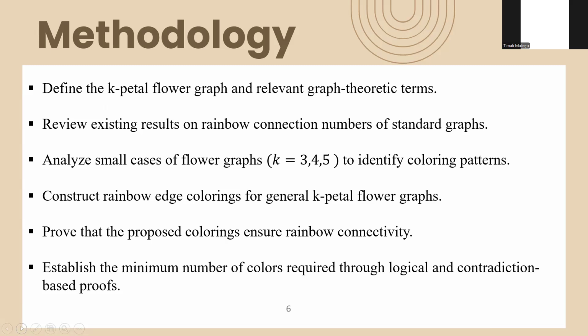From there, I analyze the longest simple path in the graph to determine the diameter, which gives a lower bound on the rainbow connection number. Then I constructed an explicit coloring scheme and verified that it achieves rainbow connectivity. Finally, I proved both the necessity and sufficiency of the proposed number of colors, meaning I showed that fewer colors are not enough and the number I identified is exactly enough.